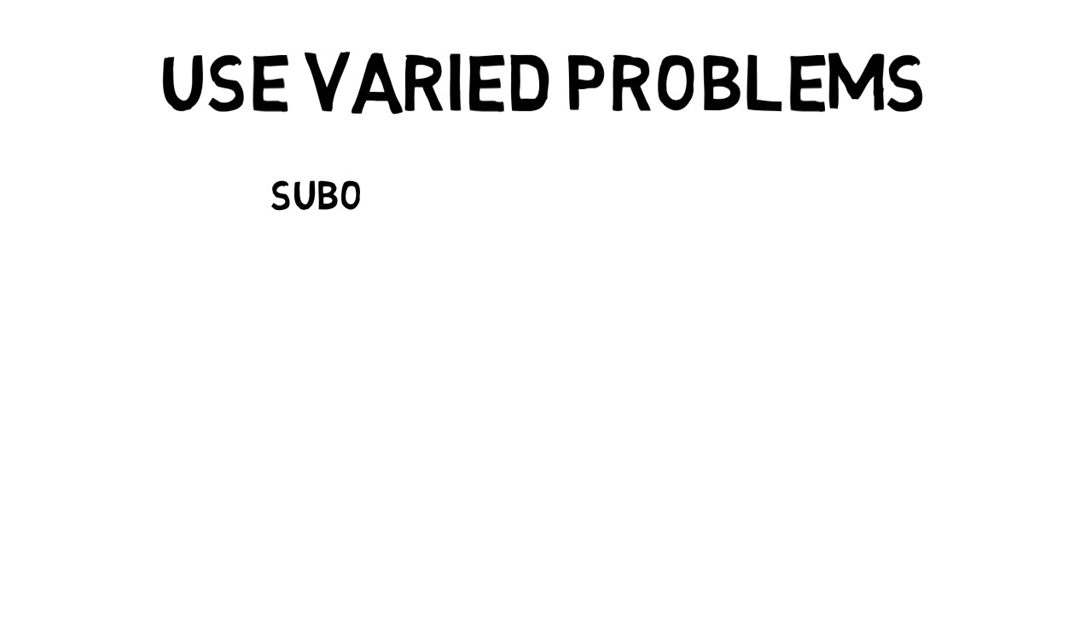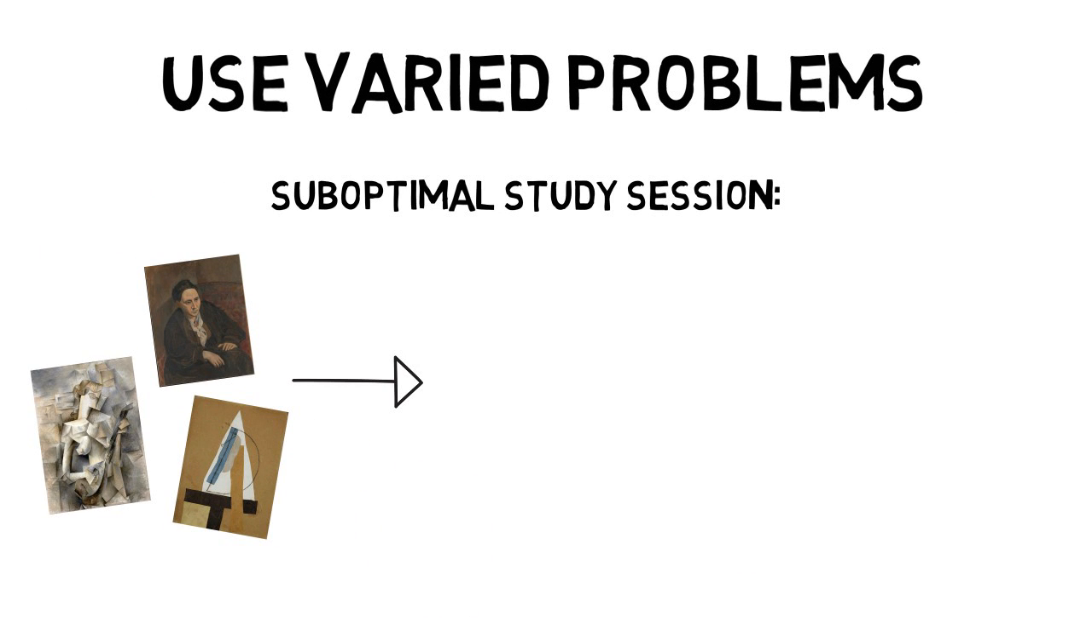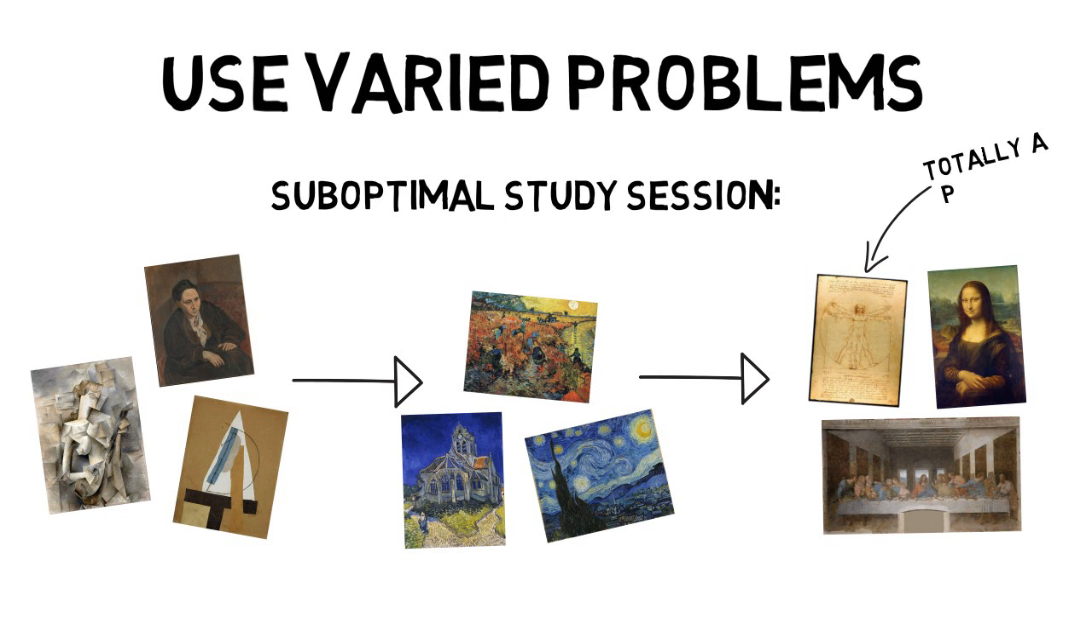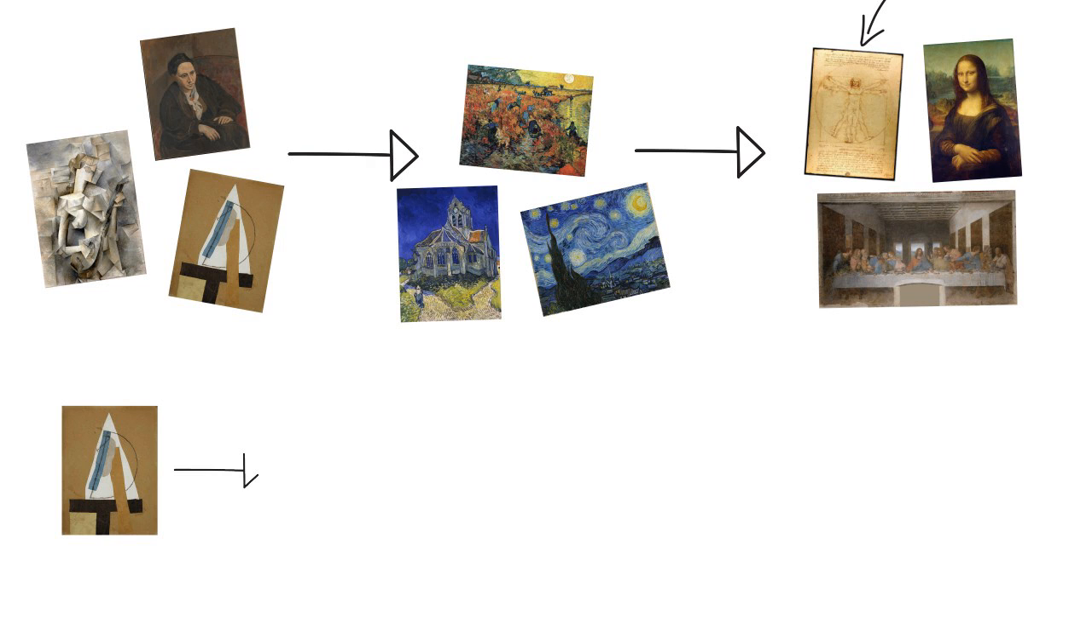You should also interleave by using varied problems. For example, if your goal is to learn the different painting styles of artists, instead of first learning all of Picasso's works before moving on to study all of Van Gogh's works and then next Da Vinci's works, mix it up. Study some of Picasso's, then look at a few of Van Gogh's, and then some of Da Vinci's.